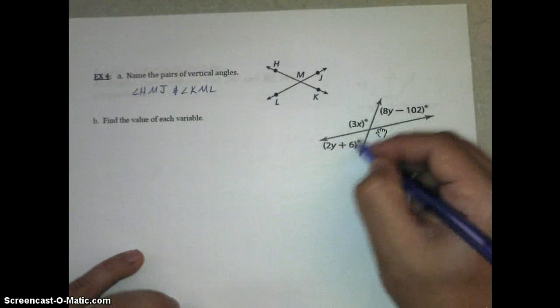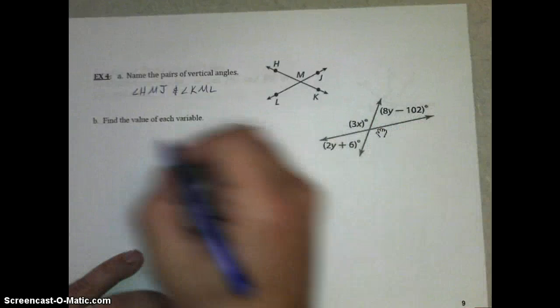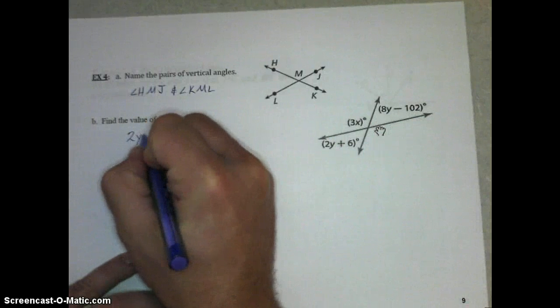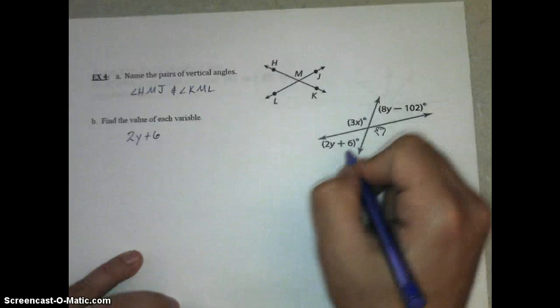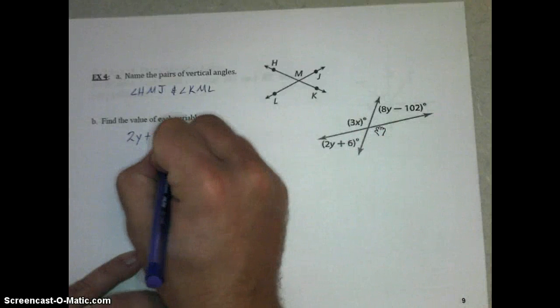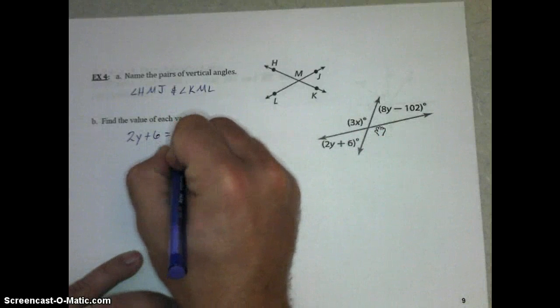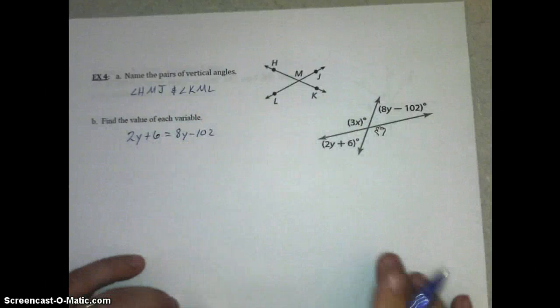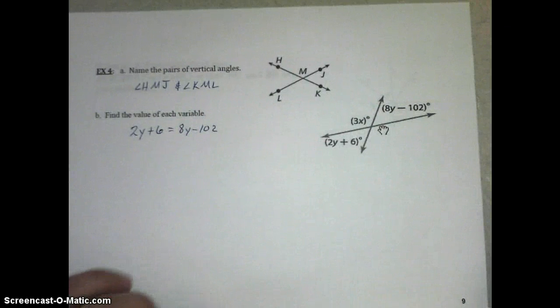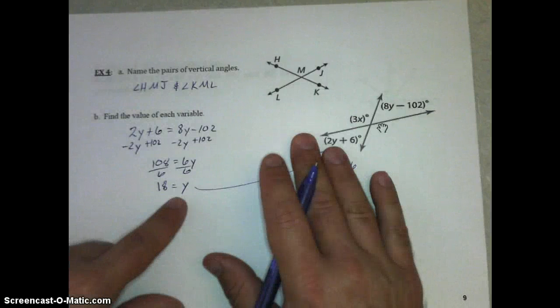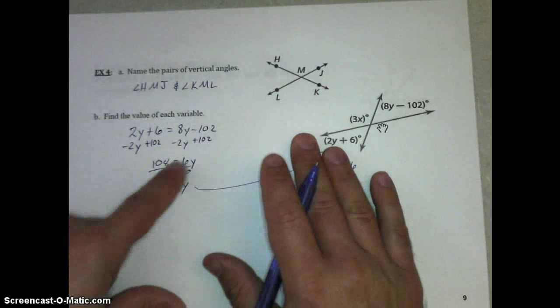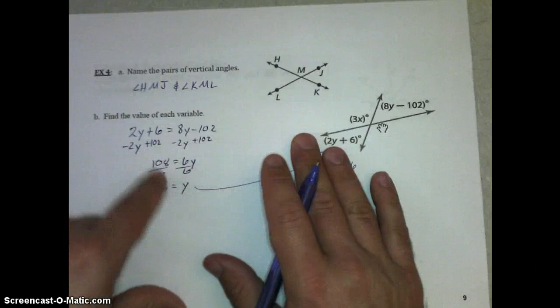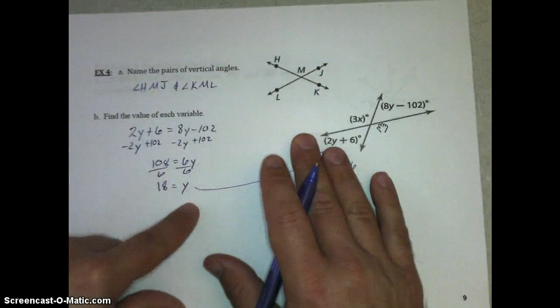To find y, we simply set these values equal to each other, and I have to find y before I find x because I have two expressions with y and only one for x. So I'm going to set 2y plus 6 equal to 8y minus 102. I want you to take some time and solve that equation. You'll need to pause the video, but once you have the equation solved, go ahead and click play, and this is what we should get for y. We should get that y is 18. You subtract 2y from both sides, then you can add 102 to both sides and divide by 6. We get 18 equals y.